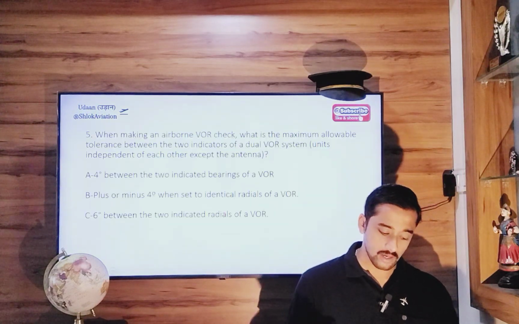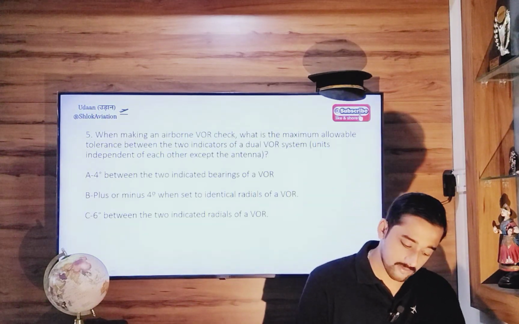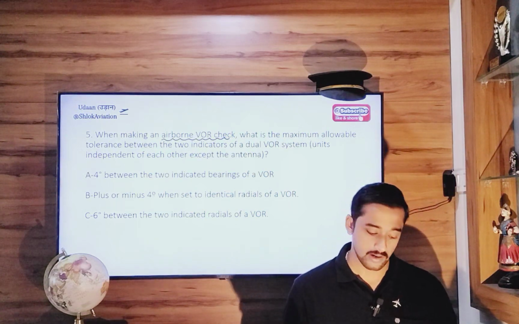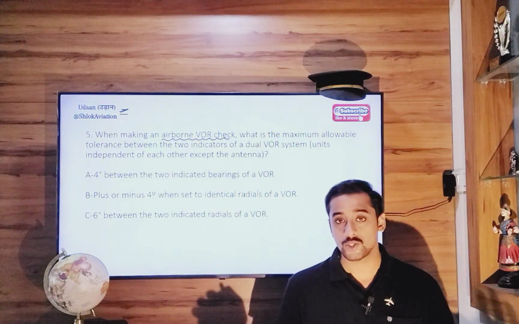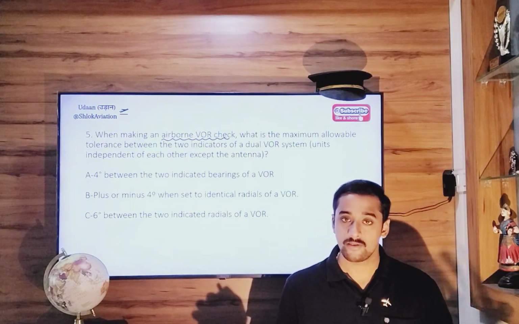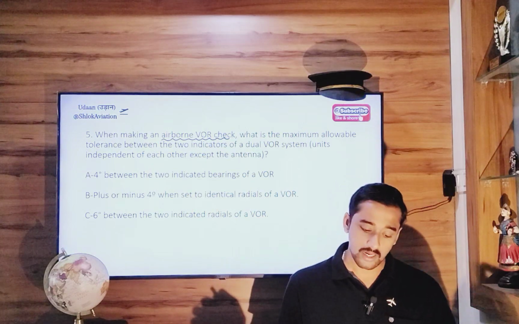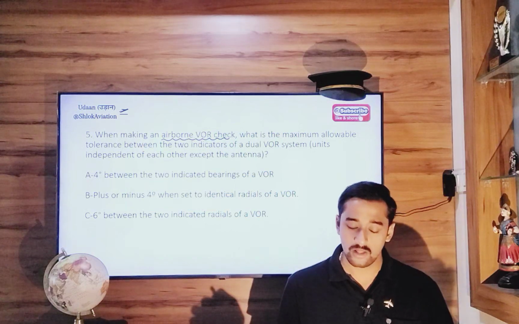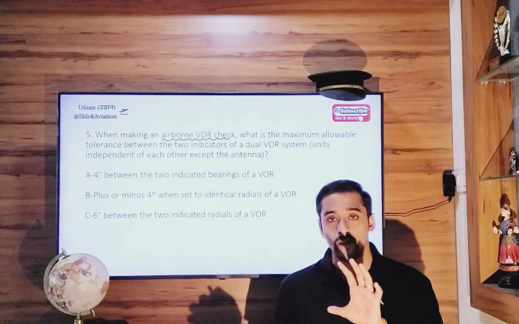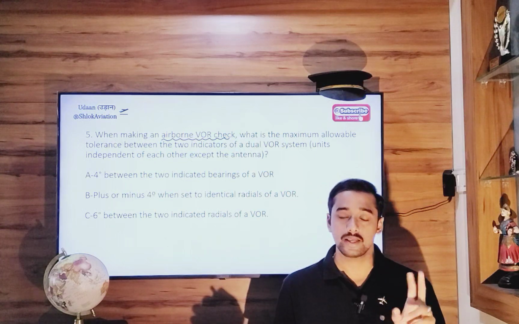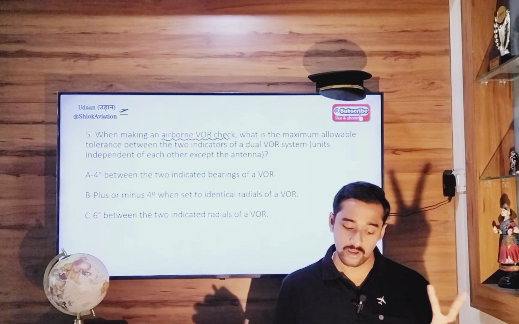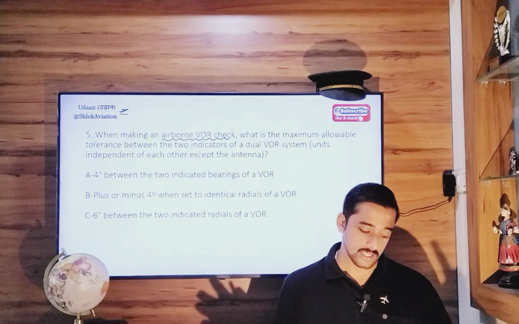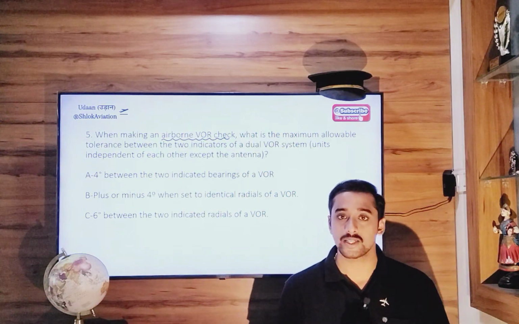Next, question number 5. When making an airborne VOR check, very important, you are in the air using some VOR facility on the ground and doing an airborne check. There is also a provision for doing a VOR check on the ground, which we call a ground VOR check. What is the maximum allowable tolerance between the two indicators of a dual VOR system? You are using a VOR ground installation and you have two VOR receivers on your aircraft and you are comparing them. So what is the maximum tolerance between these two VOR receivers in your aircraft?